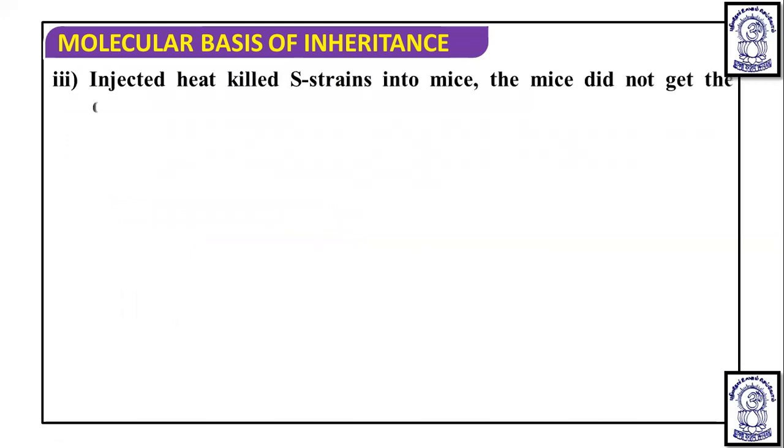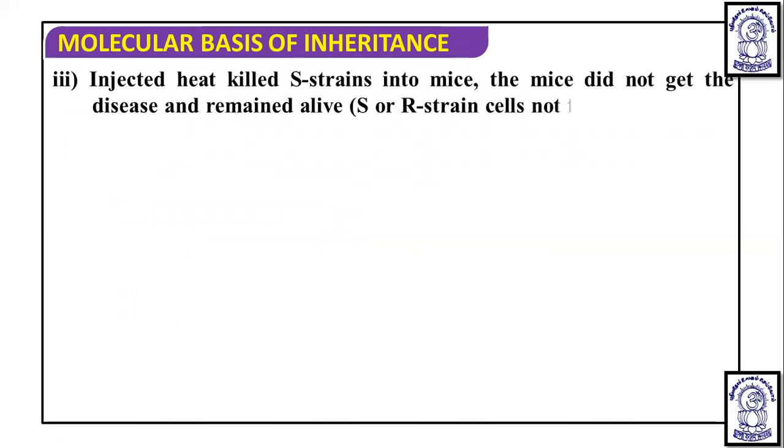But in the third setup, he heat-killed the S strain bacteria and then injected them into the mice. Although the S strain is virulent, after heat killing and injection into the mice, the mice did not get the disease and remained alive.